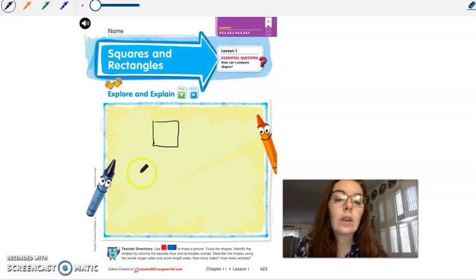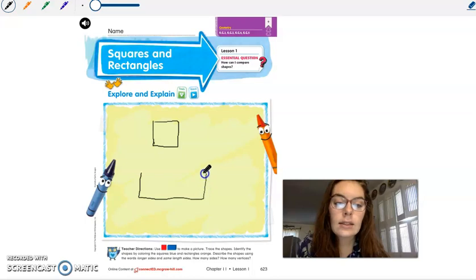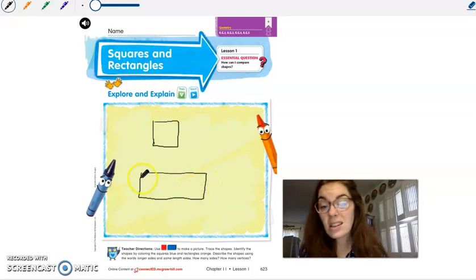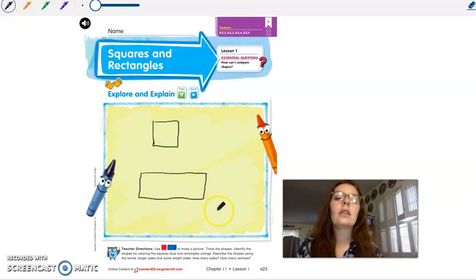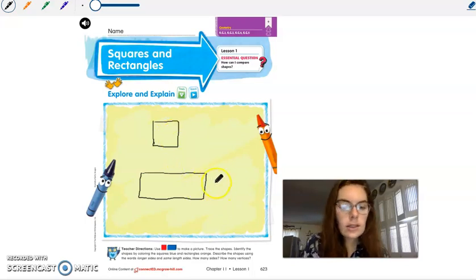And then I'm going to have you draw a rectangle. A rectangle has two sides that are the same with each other, and then the other two sides the same, but they're not all the same length. So our square has four equal sides, our rectangle does not. Okay, so draw those two.